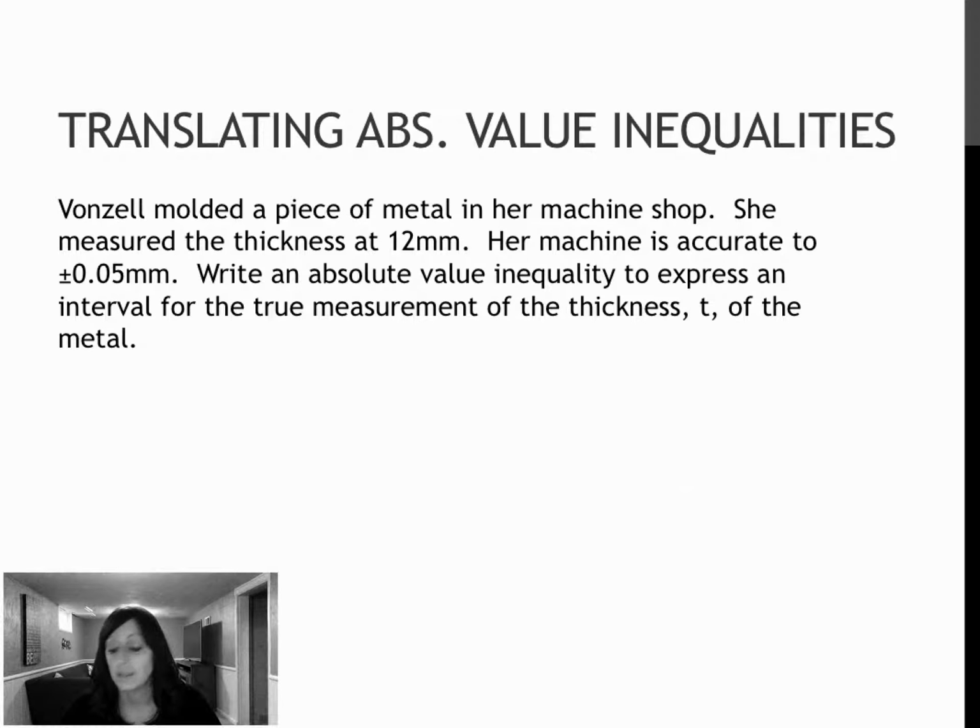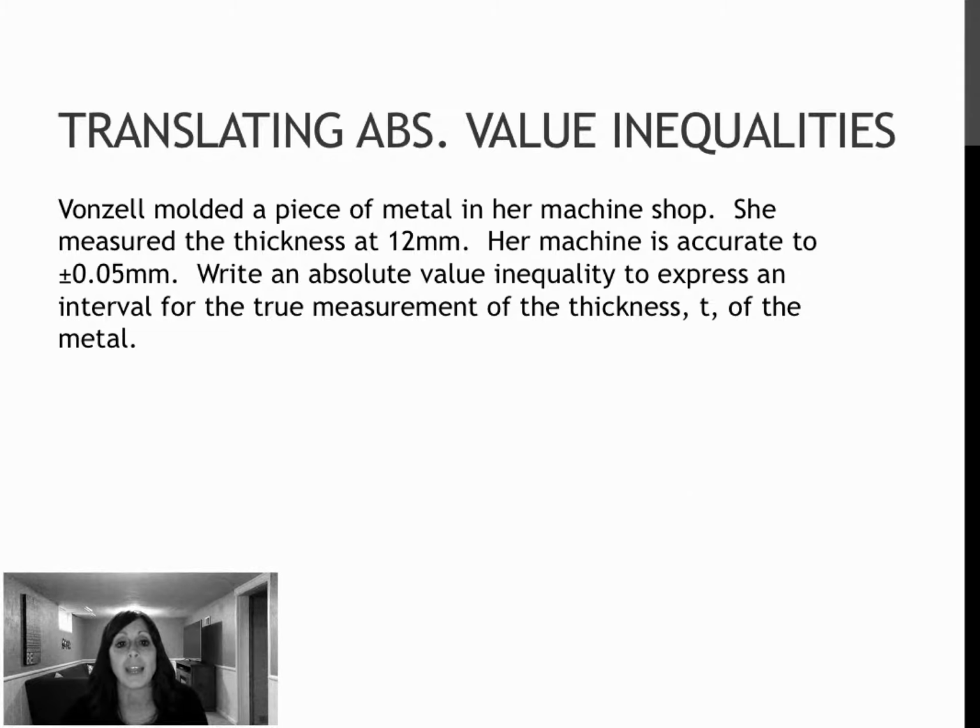This is harder still because we actually have to write the inequality for these questions. So here we're talking about the difference, or what we're expecting to find from a machine shop. We're expecting to find a thickness of 12 millimeters. And the machine is accurate to plus or minus 0.05 millimeters, or 5/100ths of a millimeter. We want to write an absolute value that will express the true measurement or the true thickness of the piece of metal using T to represent that value.